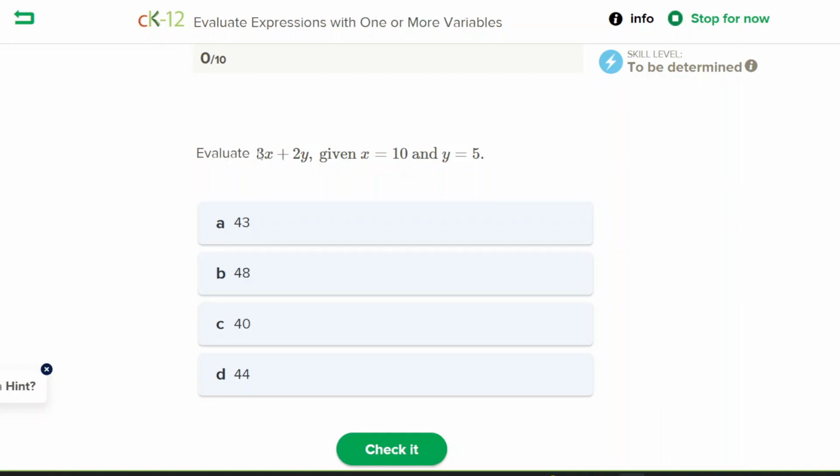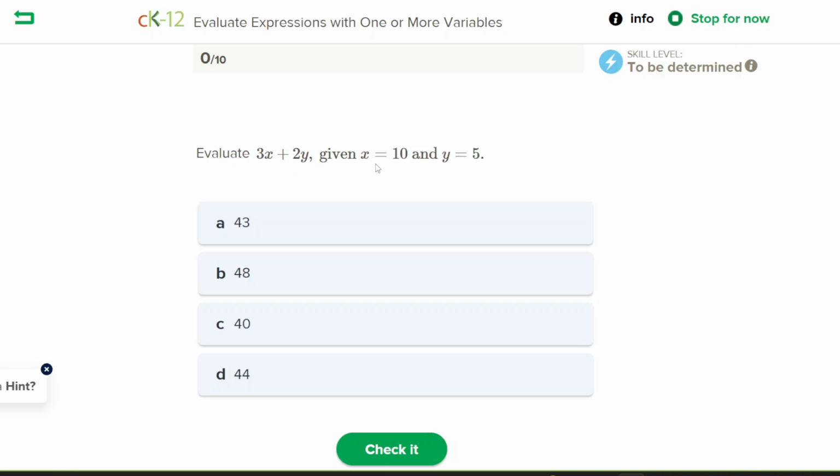So here I am in their extended practice for evaluating expressions with one or more variables. And I'm just going to be going through 4 or 5 of these. I don't want to do all of it. I'll leave practicing to you. And please, when I start a new example, pause the video and try to work it out yourself before watching me do it.